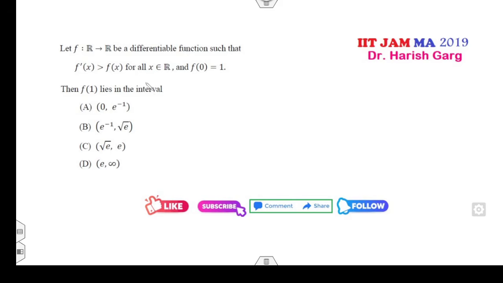If f of 0 is 1, fine. Derivative दिया हुआ है. I can find the value of the f dash 0. f dash 0 is greater than 1. What is the f double dash 0? f double dash is greater than 1. Fine. The next derivative is greater than 1 and so on.